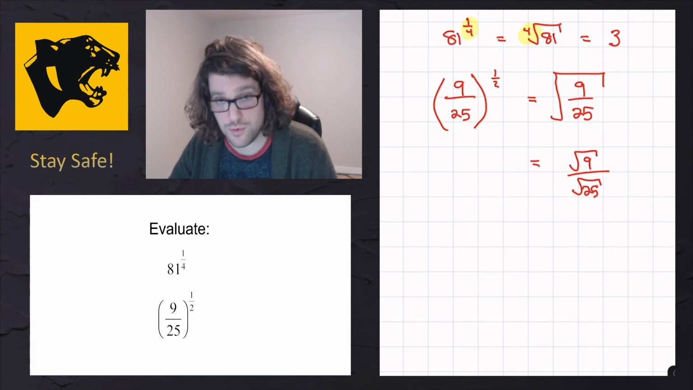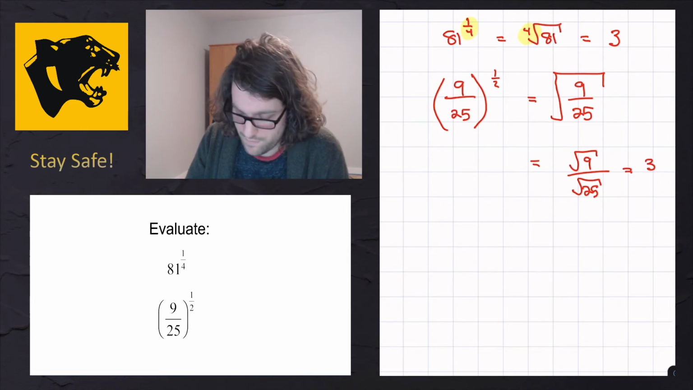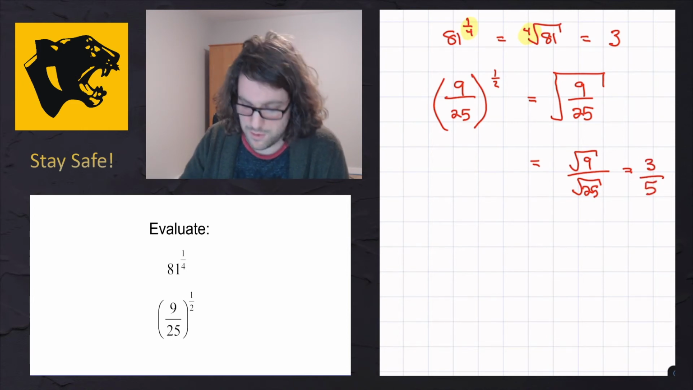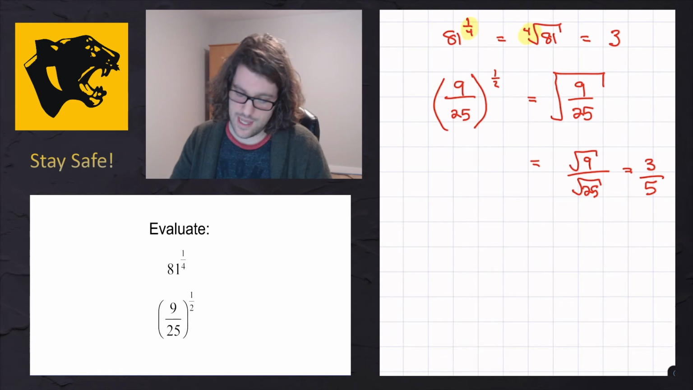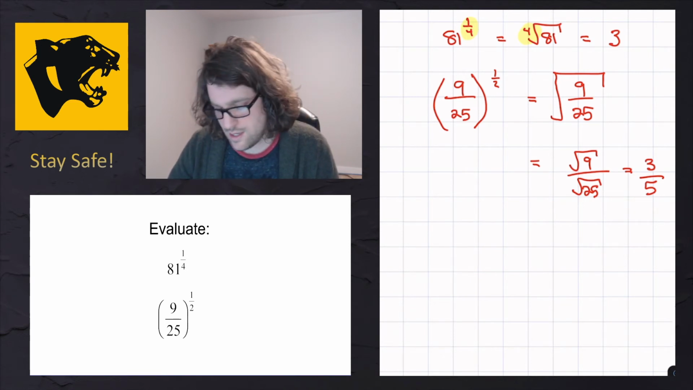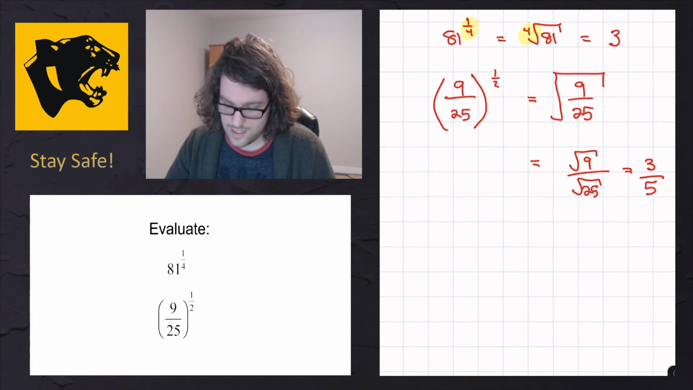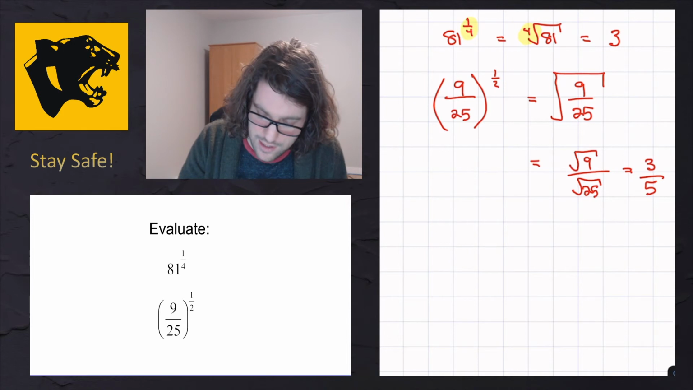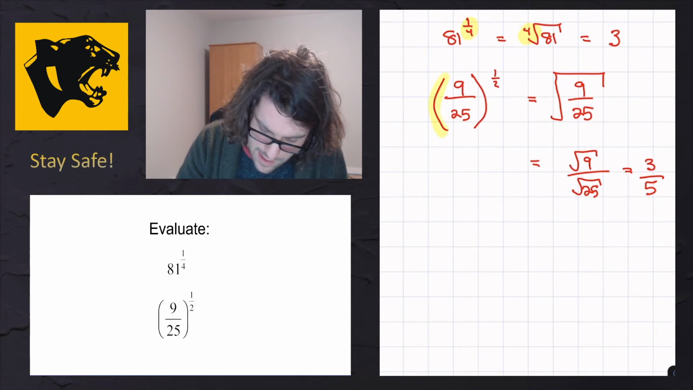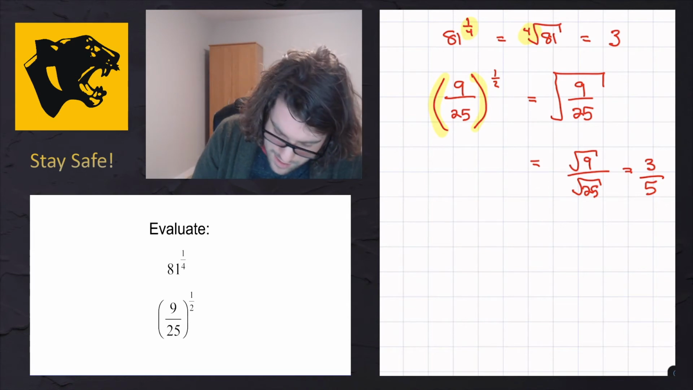In this case, the square root of 9 is 3 and the square root of 25 is 5. So we get 3 over 5, which means that the square root of 9 over 25 is 3 over 5. It also means that 9 over 25 in a bracket to the 1/2 power is equal to 3/5. Now, this bracket is really quite needed because if we don't have that bracket there, then it's really hard to tell.